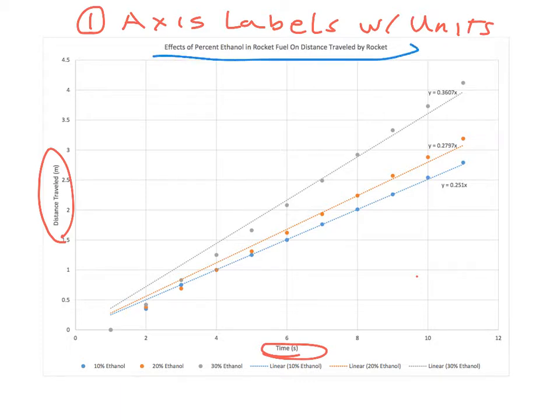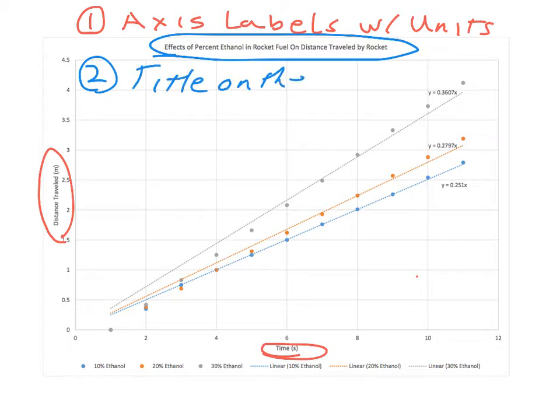Next, you also should have a title on your graph. Somebody should be able to look at your graph and know what it's a graph of. Effects of percent ethanol in rocket fuel on distance traveled by a rocket. Then I've got more than one line on this graph. You only need to do this if you have more than one line on a graph. But I clearly have more than one line on the graph here.